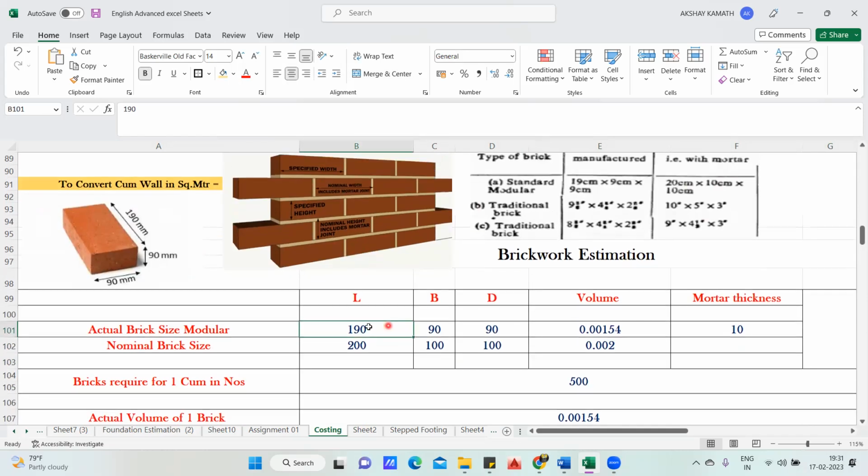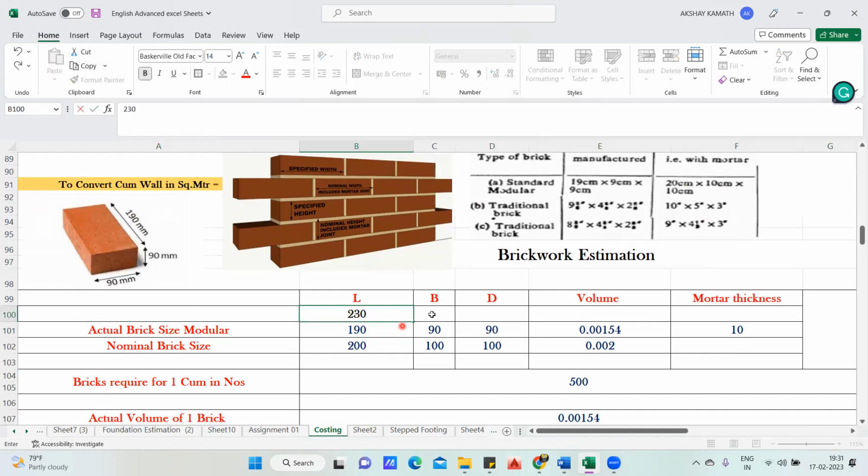In some places, you may get a brick of 230 mm also. The length will be 230, and this will be 9 inch by 4.5 inch. So it's written here 4.5 inch. So it comes out to be 115, and this will be 75 mm. So this kind of brick is also available in the market. Right now, this one, 9 inch by 4.5 inch by 3 inch, is 230 by 115 by 75. So it all depends on how the brick is manufactured, who is going to manufacture, and in which place the brick is available.